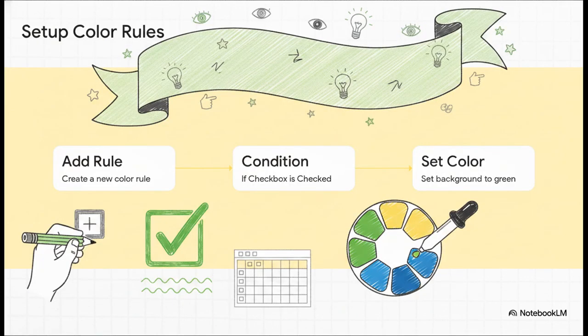Here is the exact setup you should go steal for your own workspace right now. Jump into your database settings, click on the New Color option, and add a rule. Set the condition to look at your checkbox property. The rule is super simple. If the checkbox is checked, then set the background color to green.